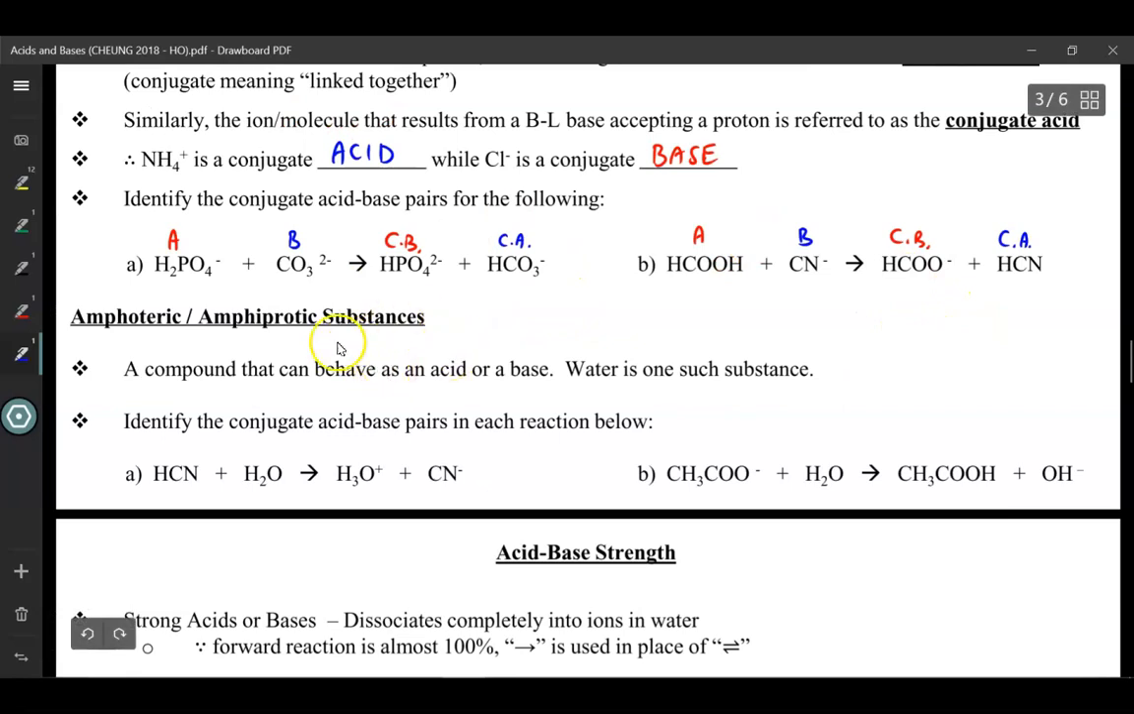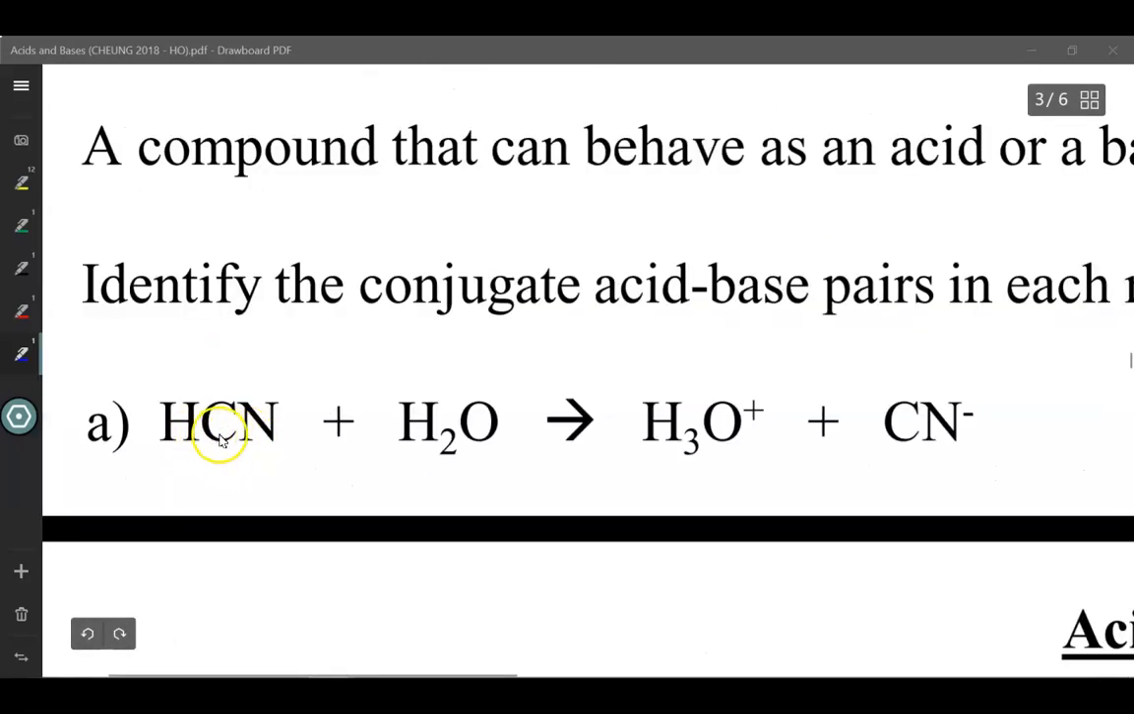Now, some substances can act as an acid or a base depending on who it's reacting with, the most common example being water. So water is said to be amphoteric, although some textbooks may call it amphiprotic. Over here we have HCN, it's lost an H to become CN-, making this my acid because acid is loss, and this is my conjugate base. That means water is acting as my base, and hydronium is my conjugate acid.